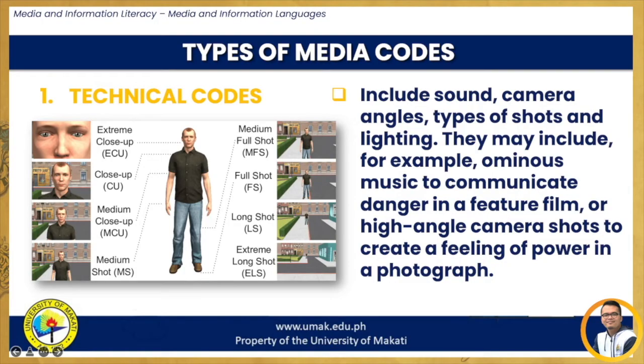The first one is technical codes. They include sound, camera angles, types of shots, and lighting. They may also include, for example, ominous music to communicate danger in a feature film, or high-angle camera shots to create a feeling of power in a photograph. Let's look at some examples.